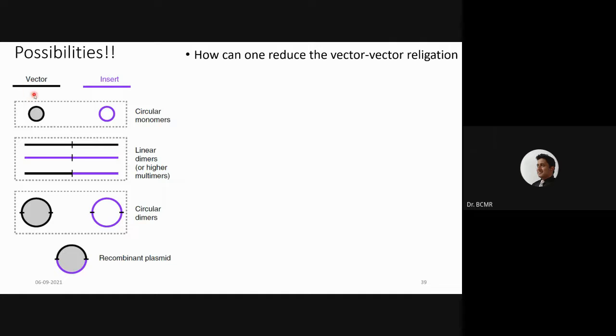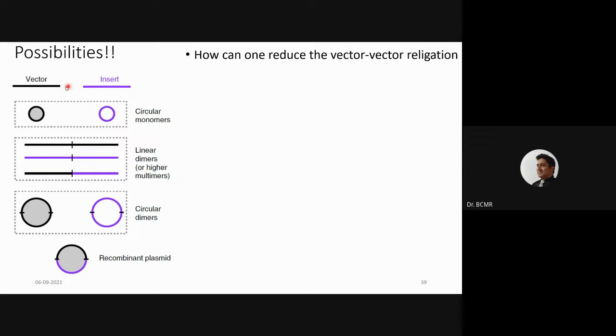We have a vector. Vector is something like a plasmid, which we will discuss further later. And we have the gene of interest or insert. Say, for example, the ends are compatible. Assume that on all the sides there is damage done. That means if we add ligase, then there are several possibilities that can happen. One is intramolecular association, which can happen within the insert itself or within the vector. Those are circular monomers.